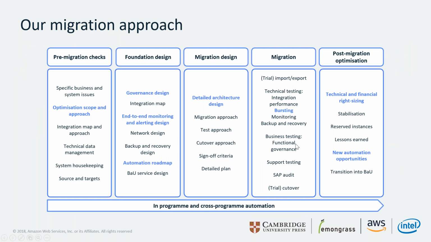We were taking the migration approach, going through all this looking at the specific business issues and system issues, what we could do to optimize, the governance and design, how we monitored end-to-end, and the automation roadmap, as Ben pointed out. You can't do this manually very quickly, and I'll point out later that we had to do it quite quickly. But we got into a detailed architecture design and how we planned all our migration, and then the post-migration optimization as well. All this hand in hand with Lemongrass, so it was key.